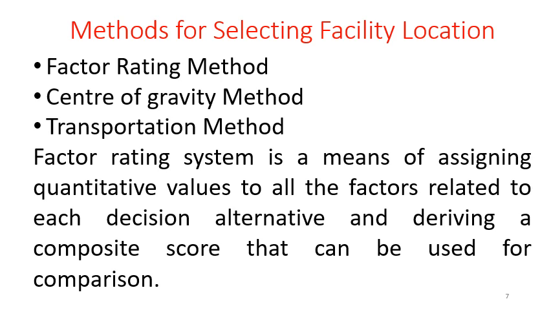What are the methods? We have already discussed. Factor rating system. What is factor rating system? It's a means of assigning quantitative values to all the factors related to each decision alternative and deriving a composite score that can be used for comparison. When we take up a problem and apply this factor rating, we will understand it better.